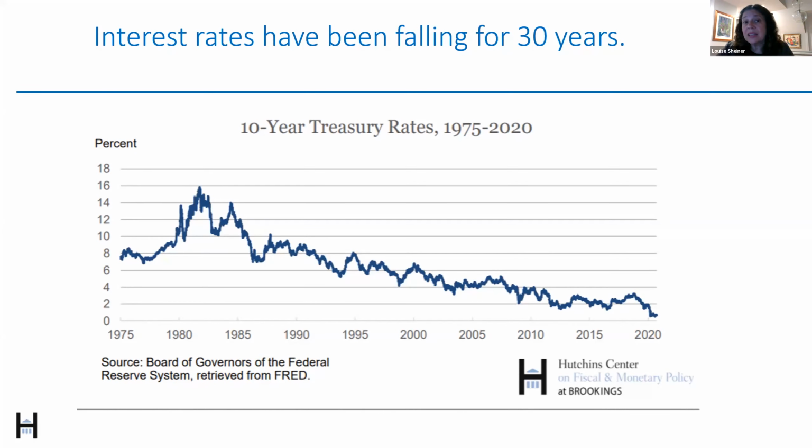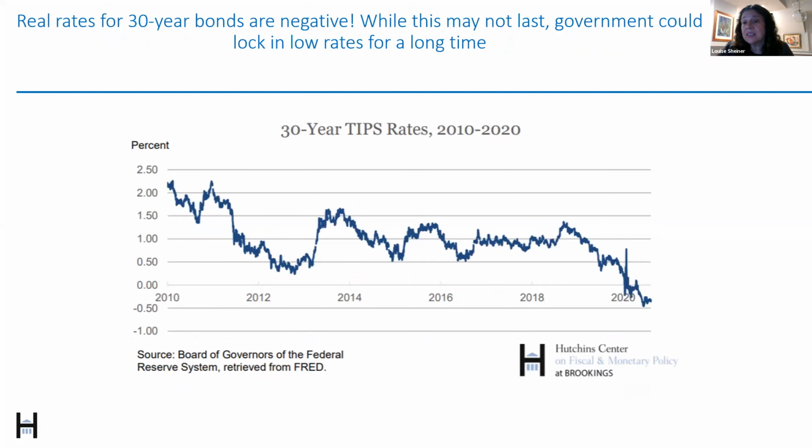Another way of seeing this directly is by looking at what are called TIPS. TIPS are securities that are inflation protected. Basically the promise is we will give you a real rate of this amount, and whatever inflation is, we'll give you that on top of this rate. And so you can see TIPS rates are close to negative 0.5%. These are for 30 years; I was showing you 10 before. That means the government can borrow for 30 years at negative real interest rates, and they can lock in a whole bunch of borrowing right now at these low rates, right?